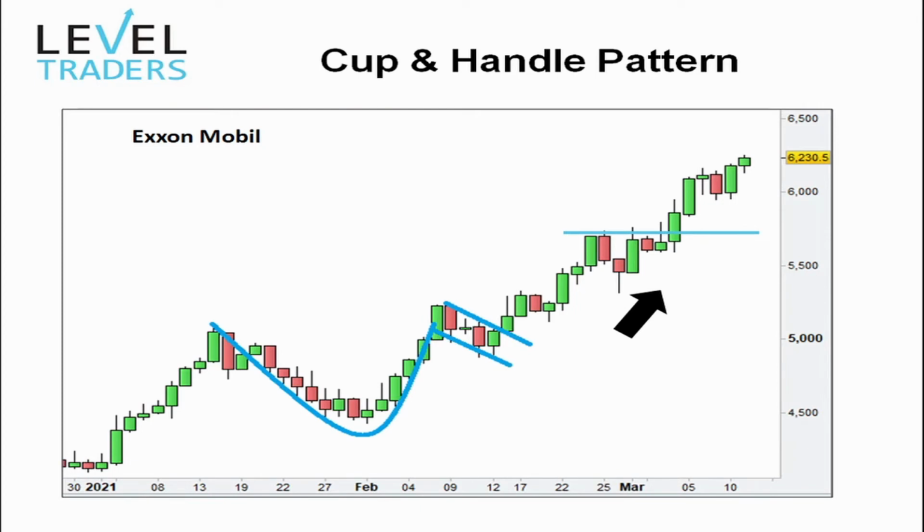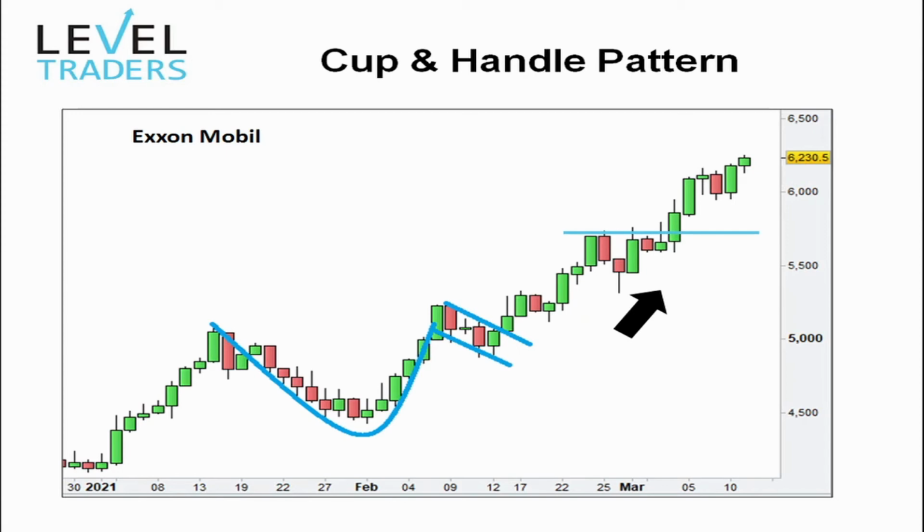So here's an example I've got. This is a much better example. Already you can see the cup and handle. It's more of a U shape this time rather than a V. This is a daily chart of the oil giant ExxonMobil covering the period Q1 2021. So if we have a look at the potential target on this breakout.